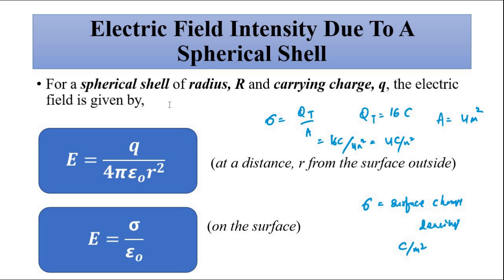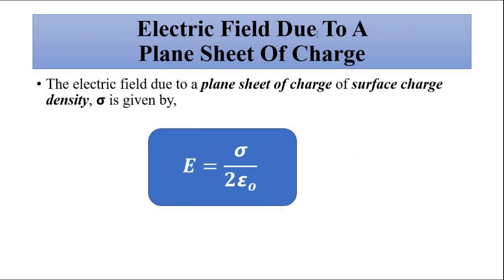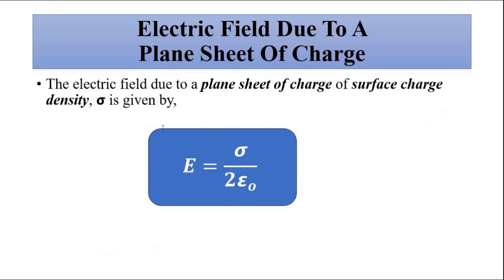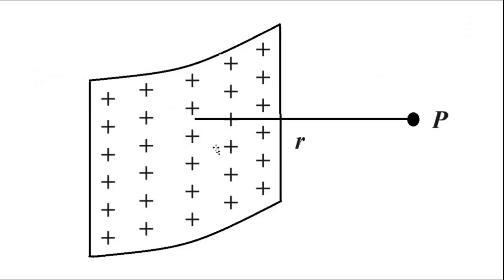Then we have electric field intensity due to a plane sheet of charge. Here we have a plane sheet of charge where positive charge is distributed uniformly, and we want to determine the electric field at a point P at a perpendicular distance r. In that case, the electric field is given by sigma by 2 pi epsilon 0. Again, sigma is the surface charge density of this plane sheet of charge.